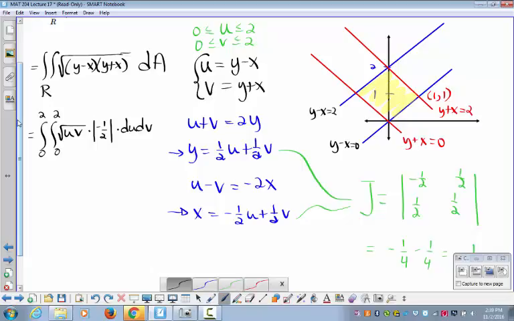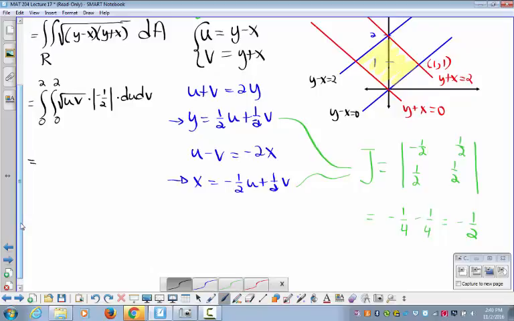So in this particular case, the way they gave us the boundary curves, this diamond kind of suggested what we should use as our substitutions, our change of variable. Okay, so let's integrate.